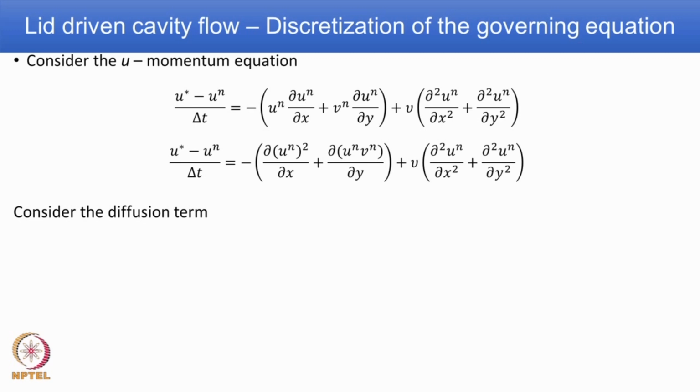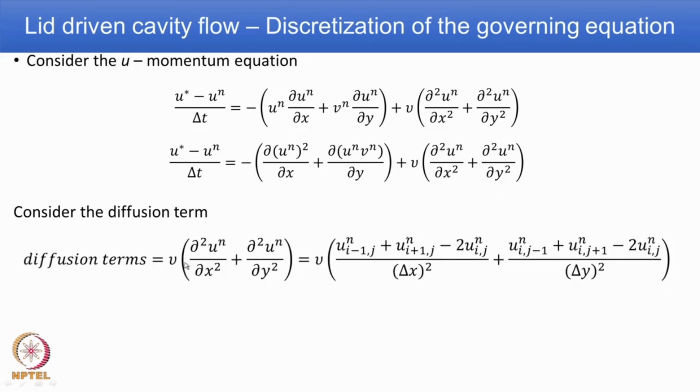Consider first the diffusion term, that is the second term here. It is written as shown: nu times (dou squared u^n by dou x squared plus dou squared u^n by dou y squared), and nu is maintained. Now, we follow the second order central differential scheme for the second derivative, that is what is shown here.